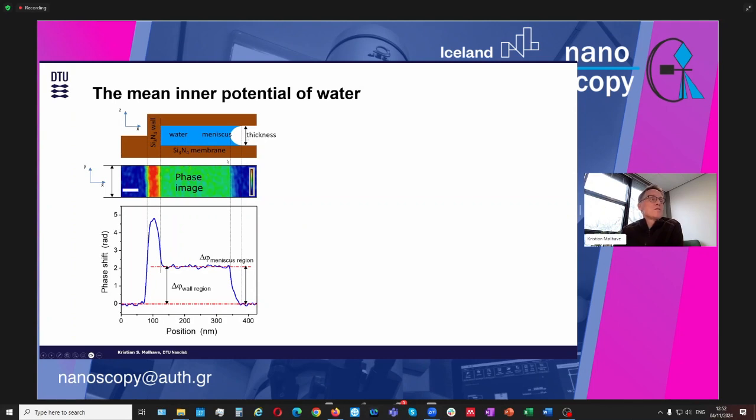And that's nice because then we can, here in our phase image, have the membrane outside the channel. We have the side wall of the channel, the water, and the bubble. And we can see in the water region, we get a very nice phase change. And in the bubble region we also get a signal that's very similar to what we had outside on the completely dry membrane.